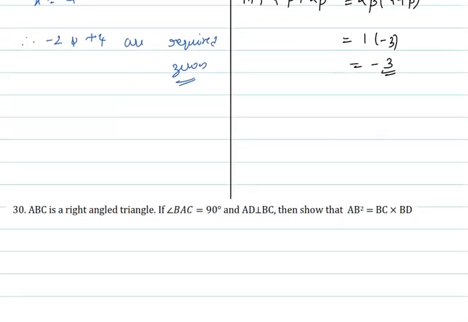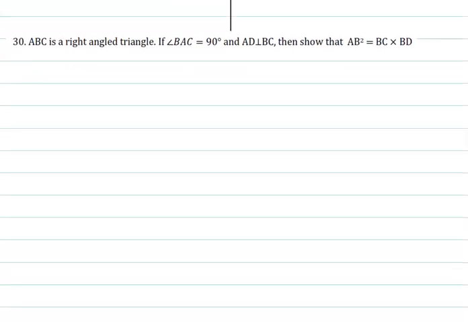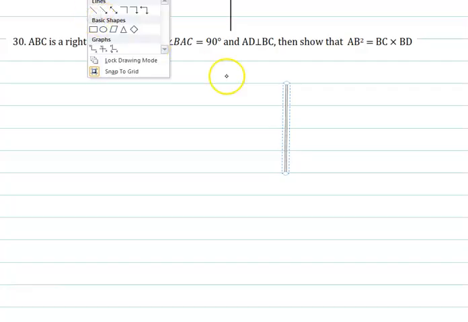Now I am moving on to the 30th question. ABC is a right angle triangle. Let us draw one right angle triangle here. So I am trying to write one triangle.